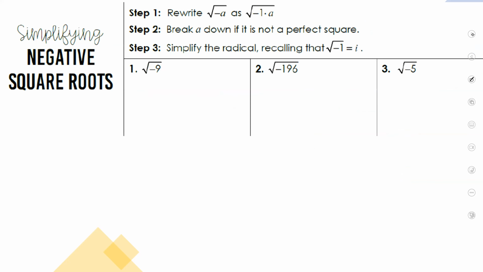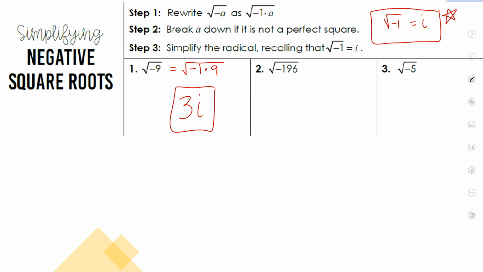Okay, so let's move on to an example. Step 1 is to rewrite this square root of -a as the square root of -1 times a. So how do you think we're going to rewrite this first one? Yep, -1 times 9. And in our previous note, on our previous slide, we said that the square root of -1 is I. Okay, this is the key for today's lesson. So guys, what's the square root of -1? I. And the square root of 9 is 3. So this is your answer.